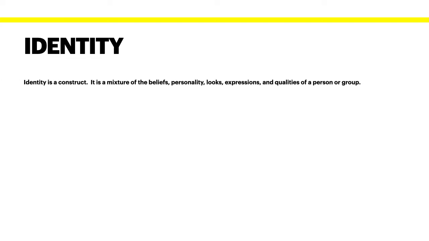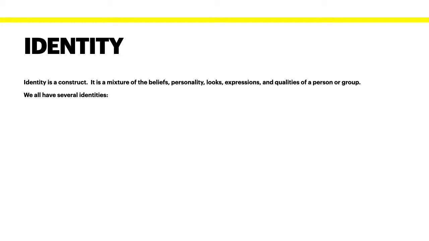Now, we're going to begin by talking about what identity is. We're going to start by thinking about our own identity and how we make identity, and how we as a society and we as individuals use identity. The first thing is to understand that identity is a construct, and constructs are things that we, of course, make ourselves. It's a mixture of beliefs, personality, looks, expressions, and qualities of a person or group.